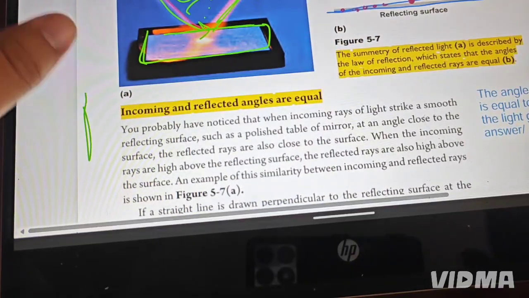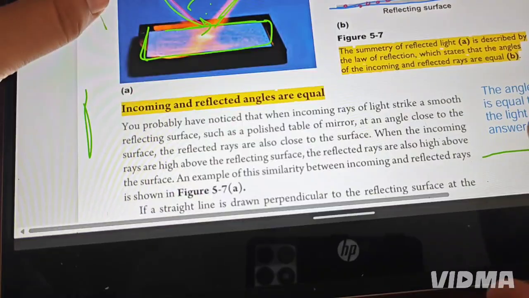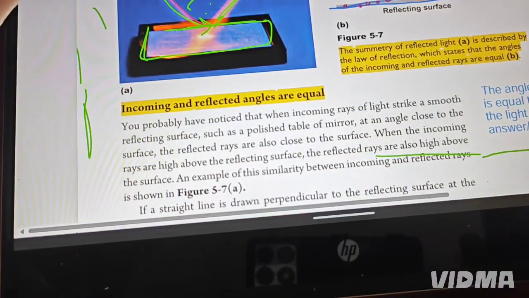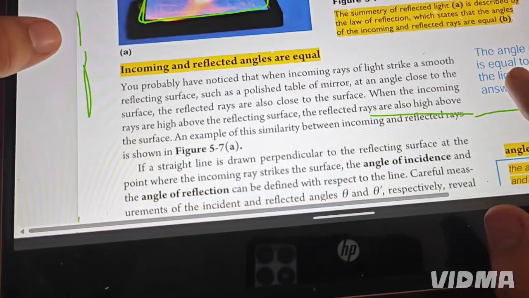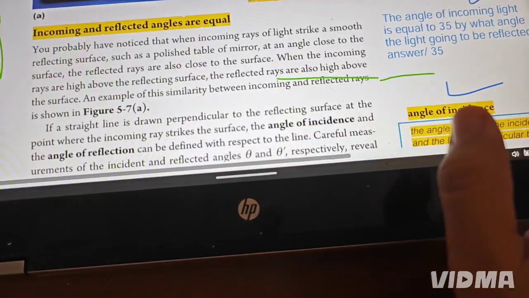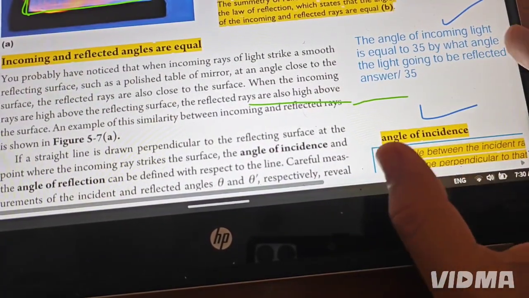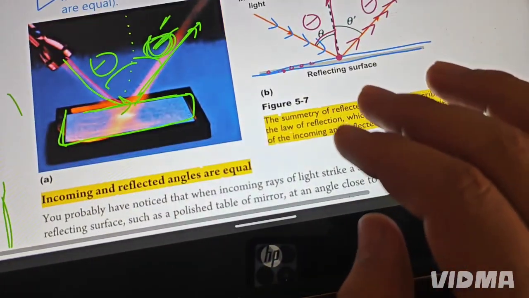Every year I bring an example for my students like this, and I'm going to write it like that in the exam. For example, I'll say the angle of incoming light. If the angle of incoming light is equal to 35 degrees, by what angle is the light going to be reflected? So if you can take a look in here.